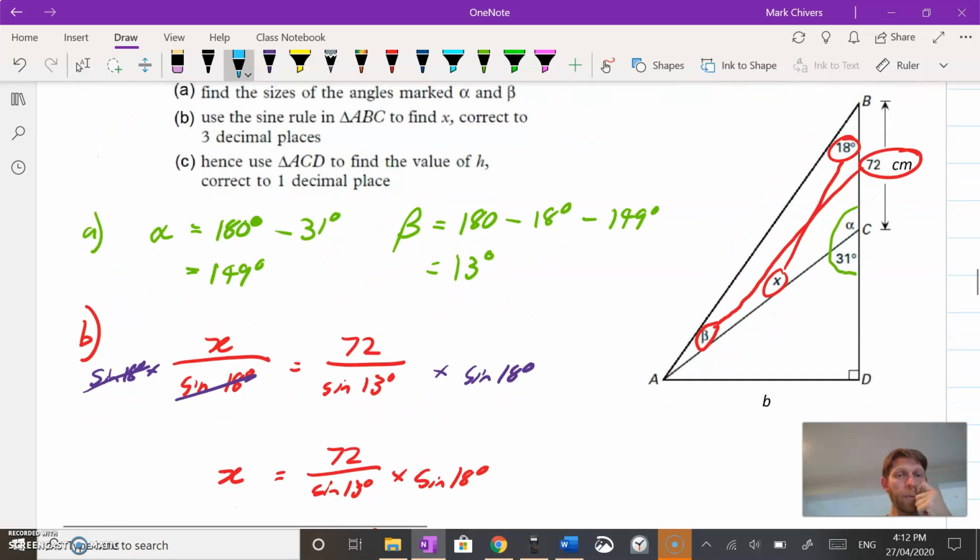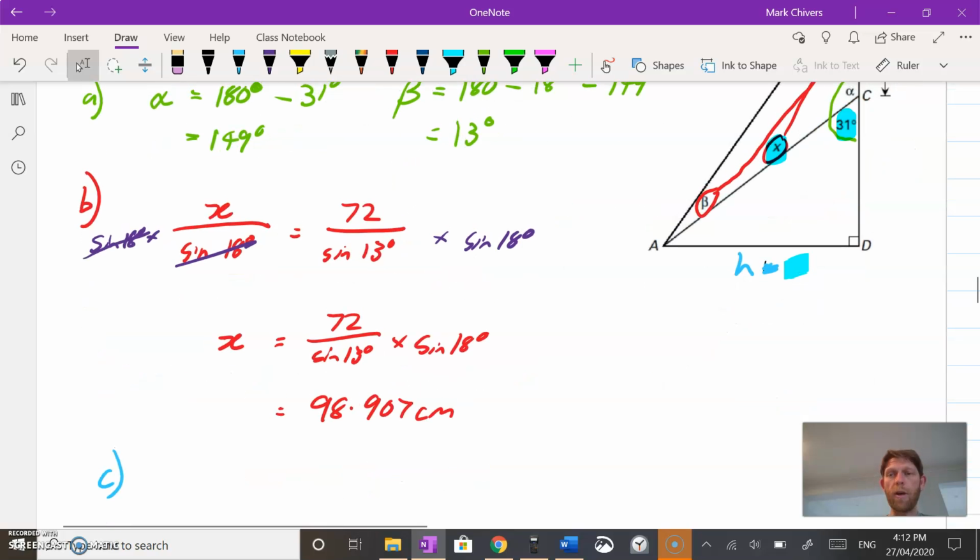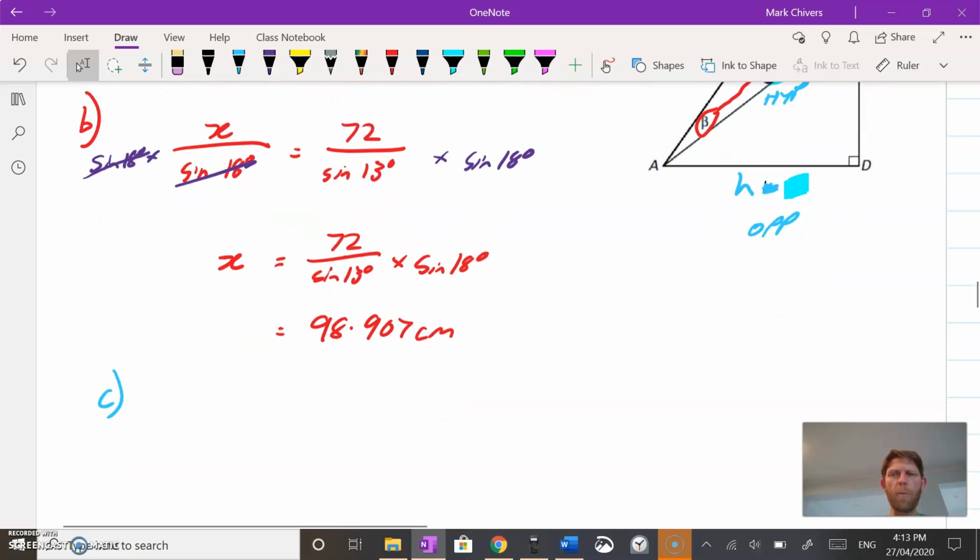And for part C, it's hence use triangle ACD to find the value of h. Now, there's a bit of a mistake here. That should say h, correct to 1 decimal place. Now that I know what x is, in this particular triangle, I've got an angle, I've got a distance, and I want to know another distance, so I can just use basic right angle triangle trigonometry. With reference to that angle, we've got an opposite side and we've got a hypotenuse. So when we've got the opposite over the hypotenuse, that's time for sine. So sine theta equals the opposite over the hypotenuse.